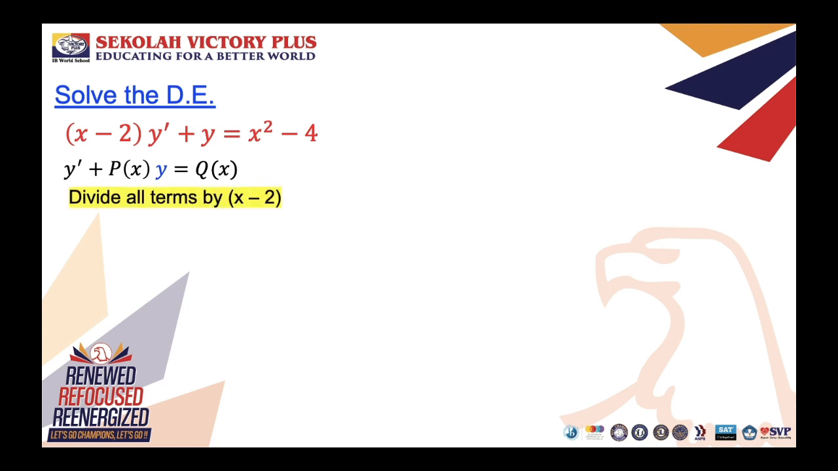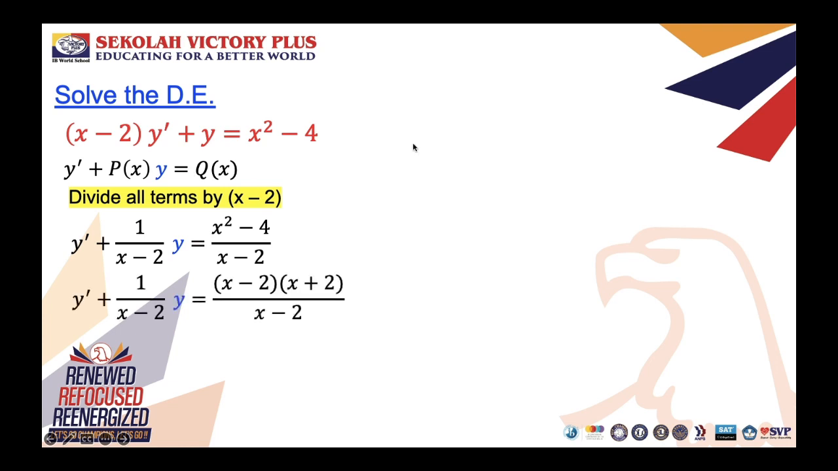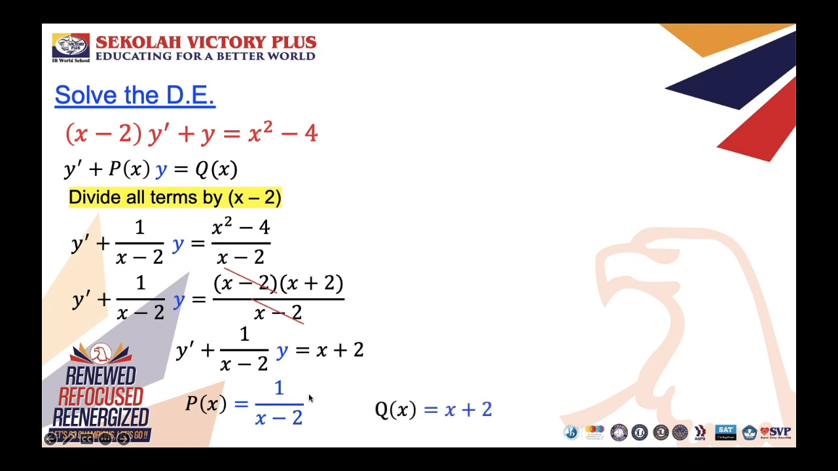we can divide all terms by x minus 2. Thus, we will get this. So from here onwards, we now have written the given into the form prescribed. Wherein your p of x. Oh, by the way, before we proceed, we can simplify this further by factorizing, canceling this out, so we'll have a much simpler expression. From here, we can now find our p of x, which is the one beside the y, 1 over x minus 2, and your q of x as x plus 2, the one at the right.